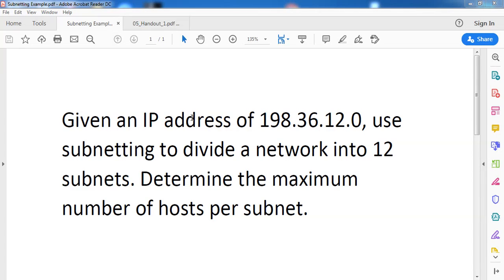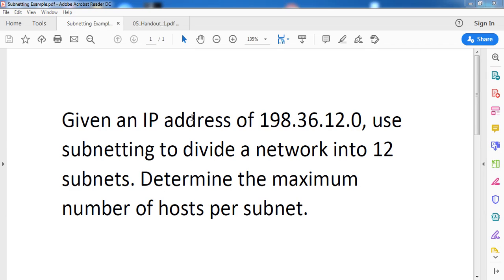Good day. I'm here to continue my discussion with regard to the subnetting principles. As promised last time, I'll be giving another example for us to be able to fully understand how to use the subnetting process.